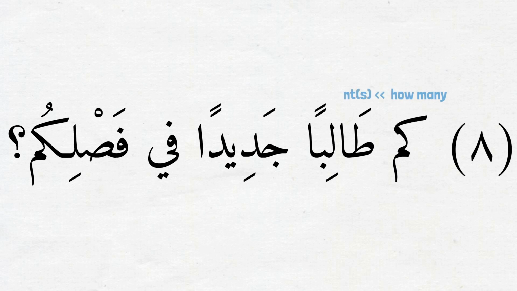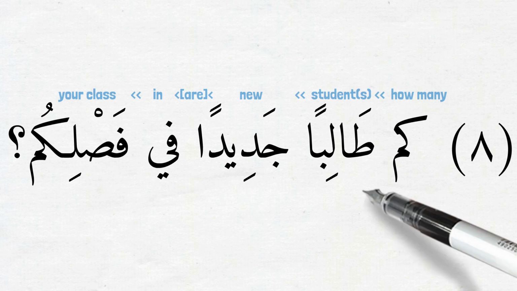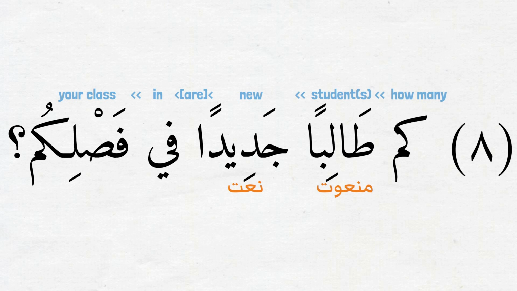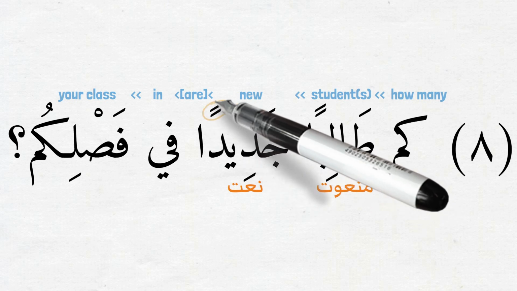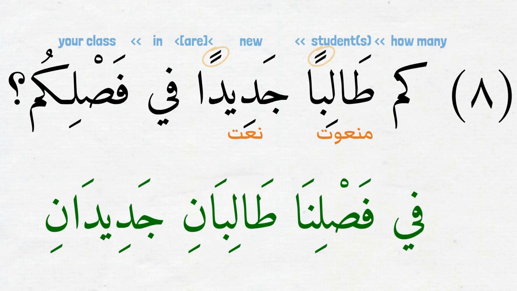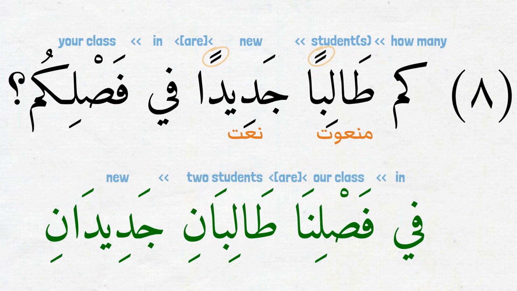Question 8. كم طالبا جديدا في فصلكم? How many new students are there in your class? Notice here, طالبا جديدا is a منعوت and نعت combination. That is why the na'at is also mansub following the case of the man'ut. Now, how do you respond to this question? في فصلنا طالبان جديدان. 2 new students are in our class.